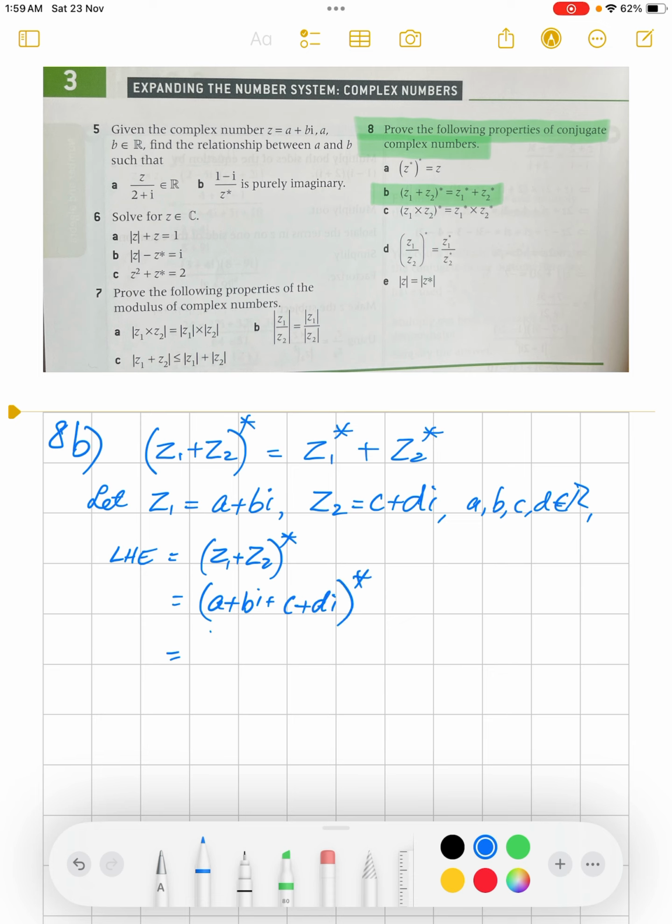Well, let's get the real components together, A plus C, and let's put here B plus D I, the imaginary parts together, and we want the conjugate of that. So where there's a plus, our conjugate will have a minus. So that would be still A plus C minus B plus D I. Alright, so let's split this up.